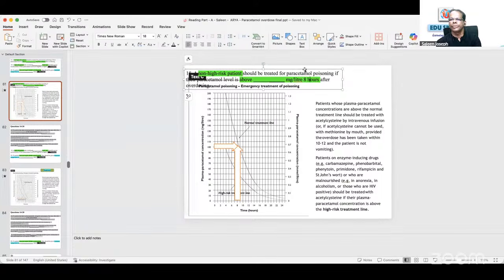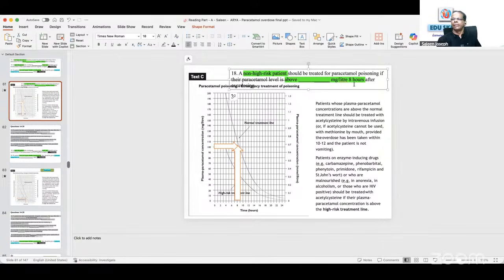Yes, this is the question. A non-high-risk patient should be treated for paracetamol poisoning if their paracetamol level is above dash mg per liter 8 hours after. See, the hours are here, right? 0, 2, 4 hours, 6 hours, 8 hours. Okay? Yes, Father. 8 hours after.